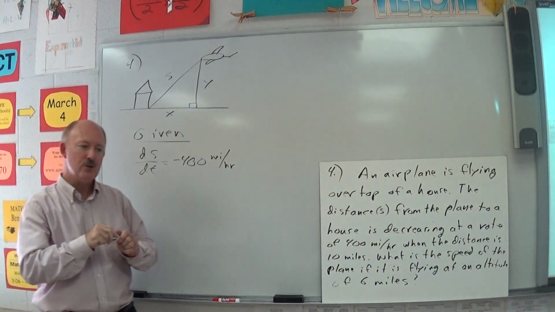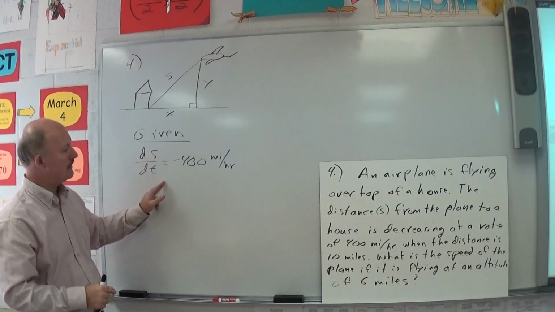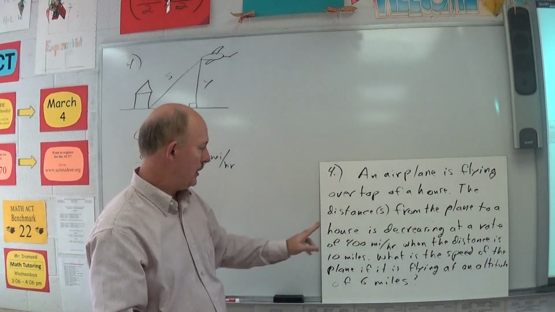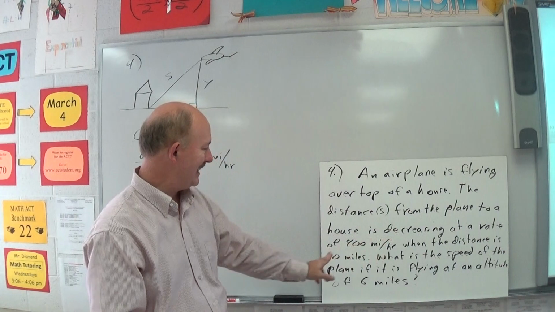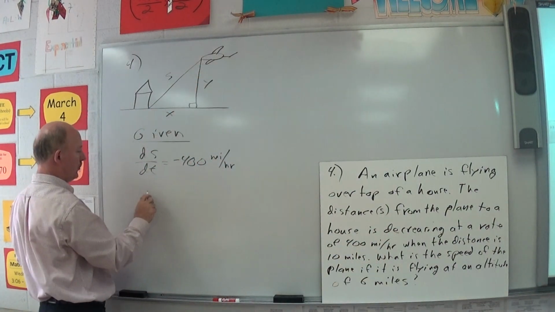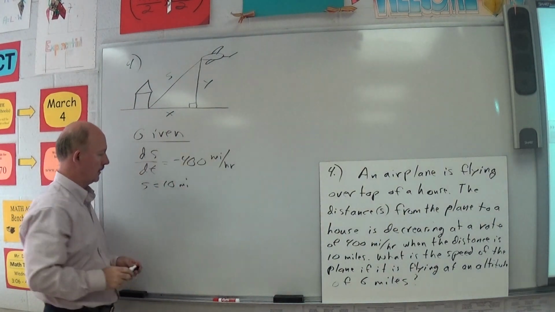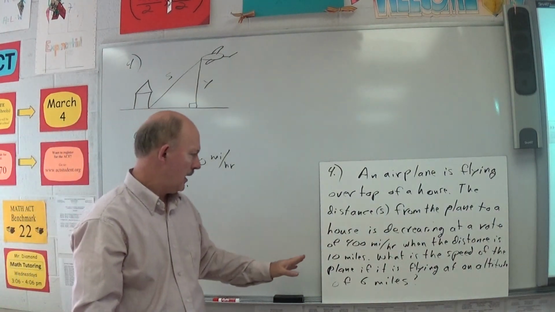So they're giving us the rate of change of the distance from the house to the airplane. So that would be ds over dt. It's decreasing at a rate of 400 miles per hour when the distance is 10 miles. So the distance would be s. So when s is equal to 10 miles.